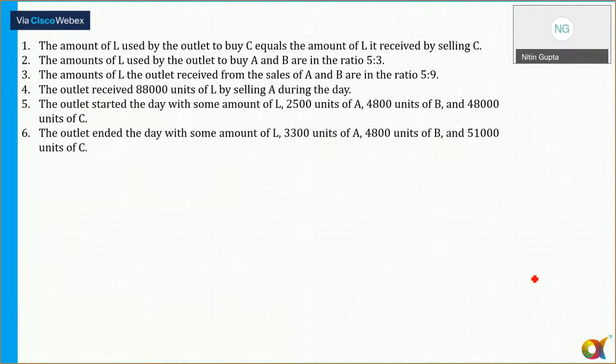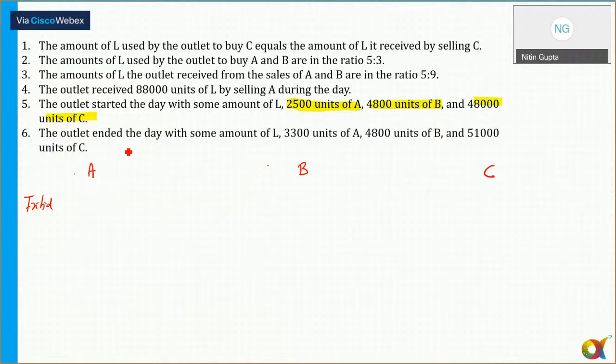So there are A, B, and C. So I'll say there is a company A, then B. Okay, and then there is a C. Okay, so initial. Okay, statement 5. From statement 5, I say the outlet started the day with some amount of L, 2,500 units of A, 4,800 units of B, and 48,000 units of C. So initially at the outlet, I have got 2,500 units of A. So I'm writing down 2,500 units.